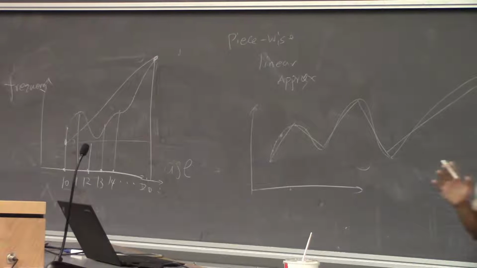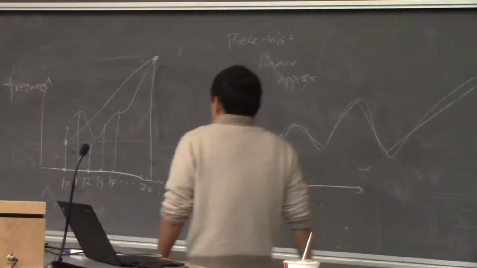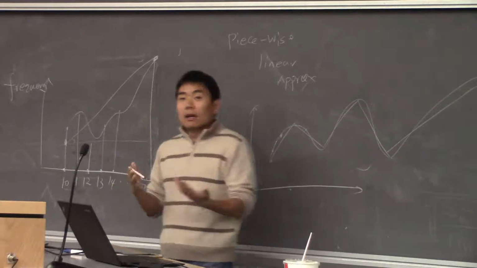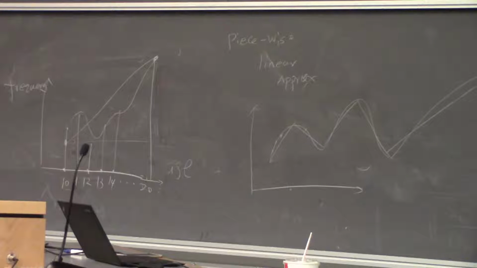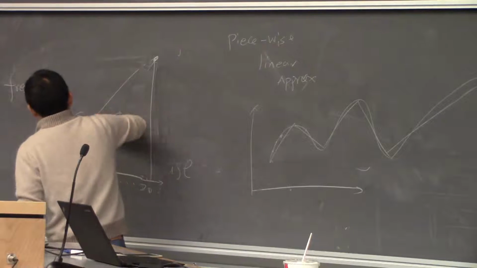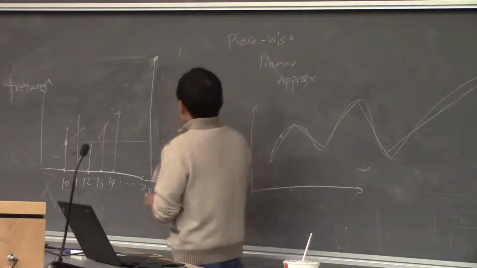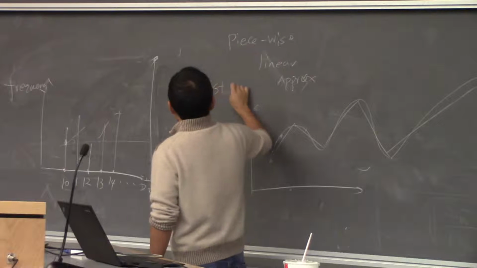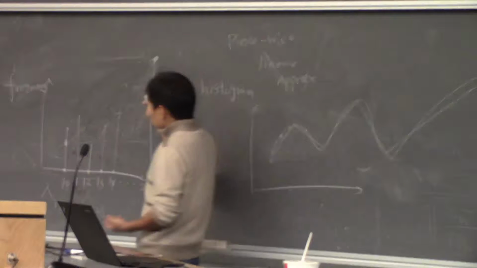Do you follow me? So that's what we call piecewise linear approximation. So this is one way you can reduce the cost of this. There's another way, which is what we call just a histogram. So what is a histogram?